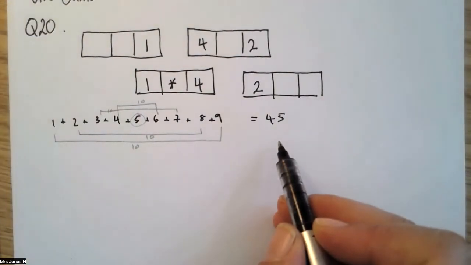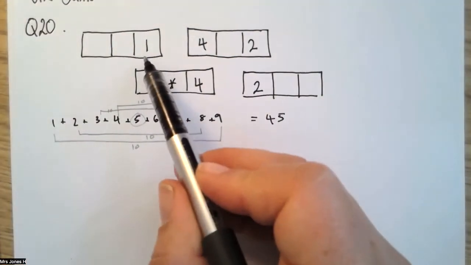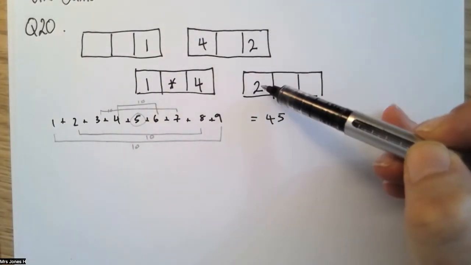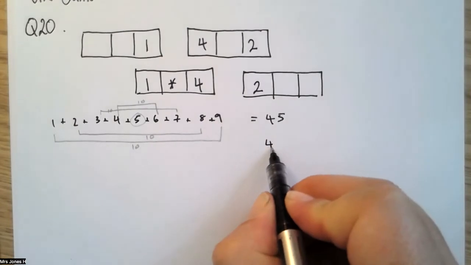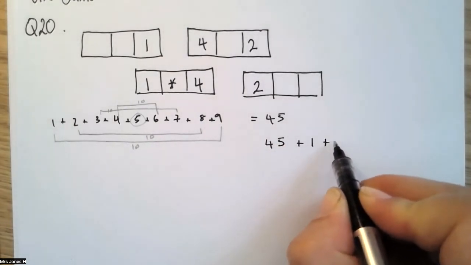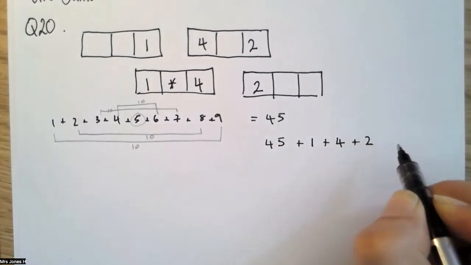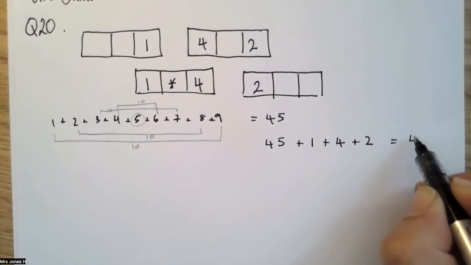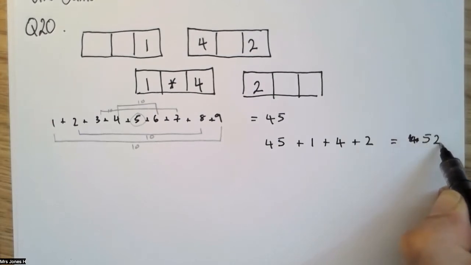So we know this is going to be 45, but we also know that the 1 appears twice, the 4 appears twice, and the 2 appears twice. So if we take our 45 and we add an extra 1, an extra 4, an extra 2, we get 52.